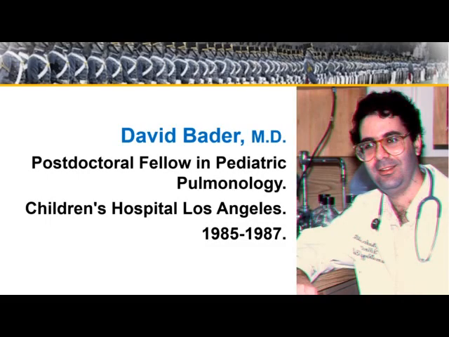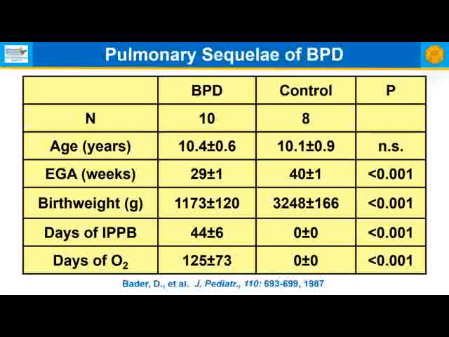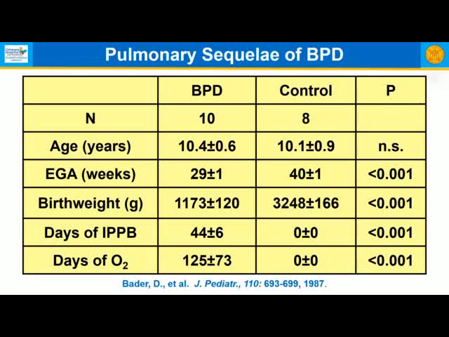David Botter, who was a postdoctoral fellow in pediatric pulmonology here in 1985 to 87, did a study looking at school-aged children, average age 10, who had BPD as infants but who were not being followed in pulmonary clinics. So they were asymptomatic, and there were controls. Age was the same. Estimated gestational age, by design, was less in the BPD group than the controls. Birth weight was less by design. Days on ventilation: obviously, controls were not on ventilation or oxygen.